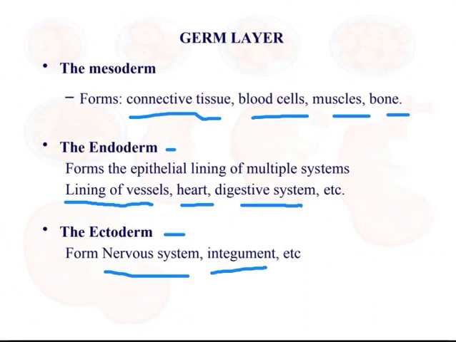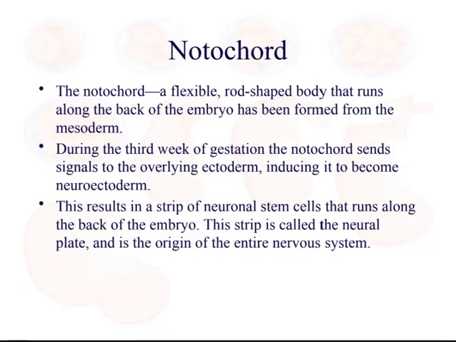So this is the one that we really now gonna talk about in much more detail. Bear with me because this part is more confusing, but you would need to be flexible to understand it. We have one thing called the notochord. The notochord is a flexible rod-shaped body that runs along the back of the embryo. It is formed from the mesoderm.